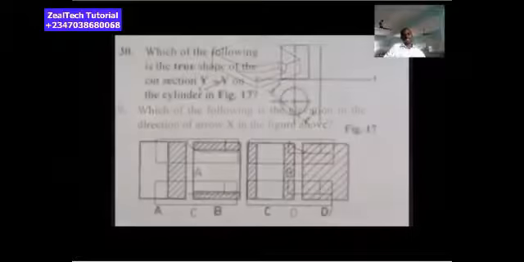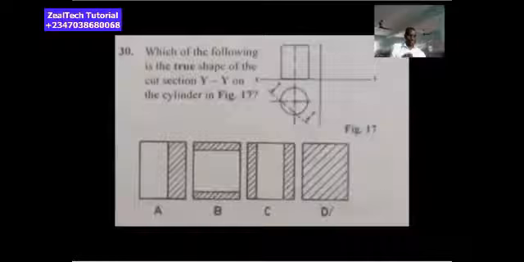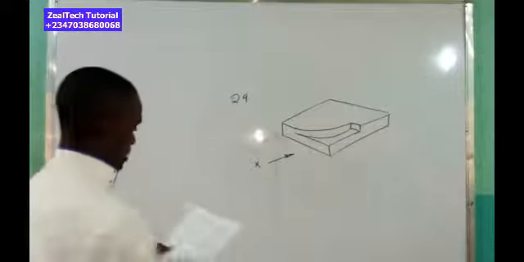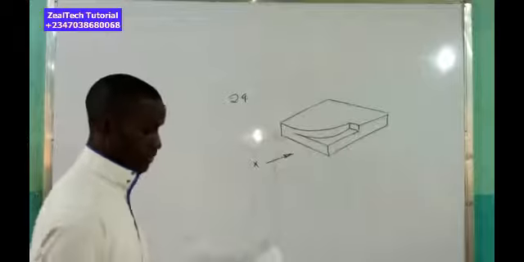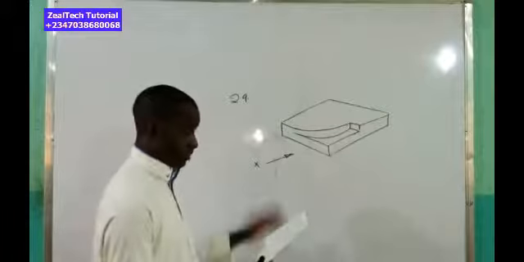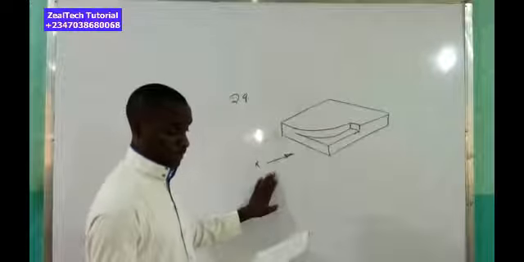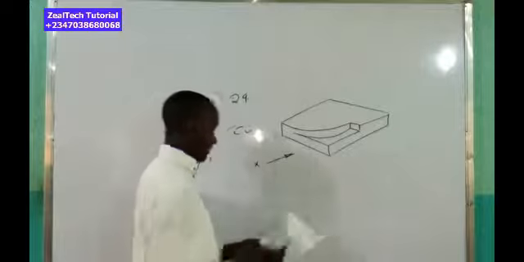Questions 29 and 30 both require illustrations for the answer decisions to be made. This is the diagram for question number 29, and the options are given. The question says, if you stand and look at this object, what pattern will you see? The correct answer here is C. C is the correct answer.